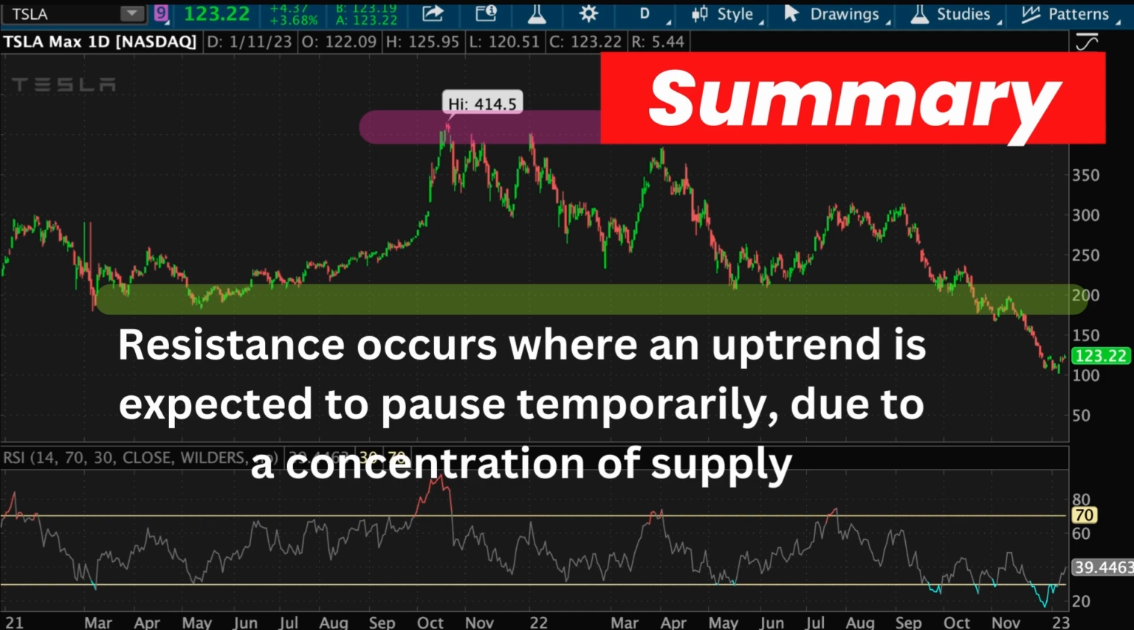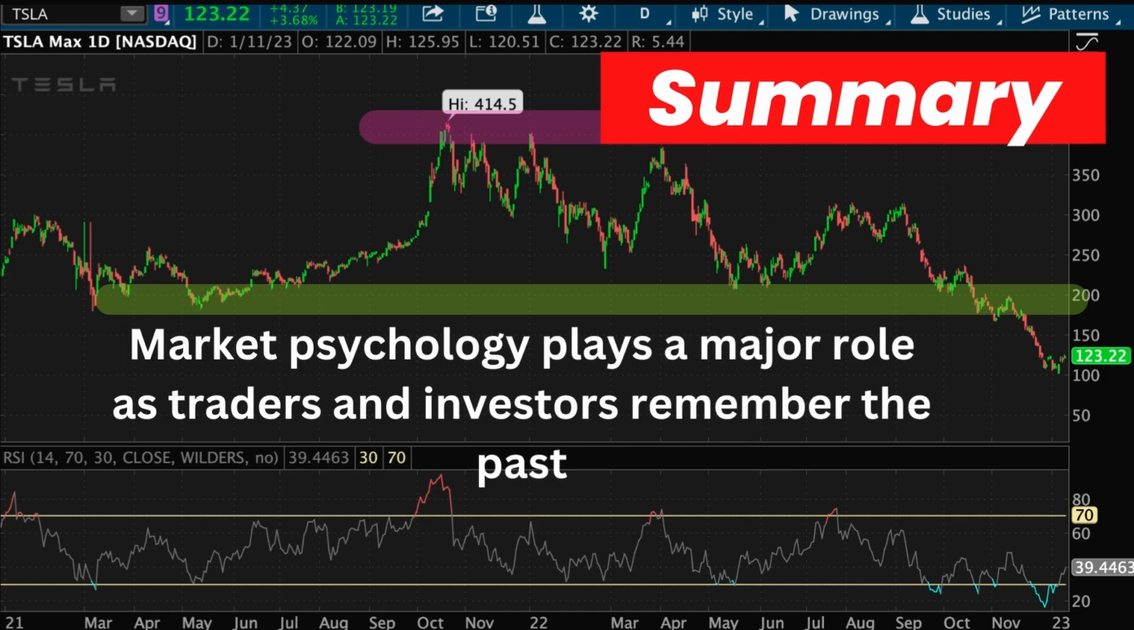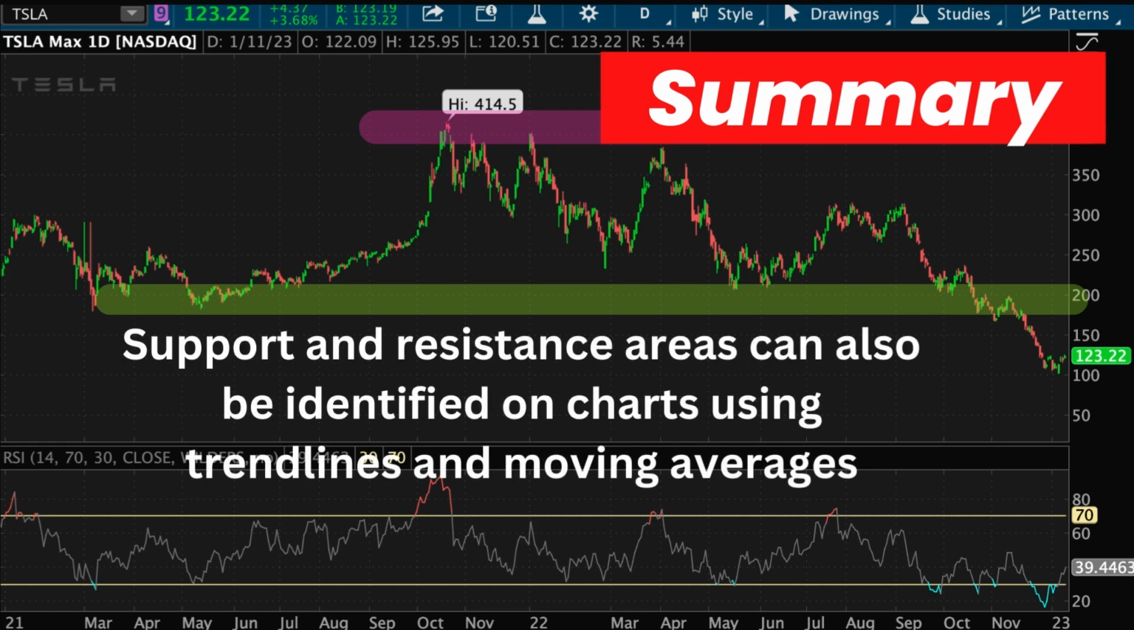Market psychology plays a major role as traders and investors remember the past and react to changing conditions to anticipate future market movement. Support and resistance areas can also be identified on charts using trend lines and moving averages.